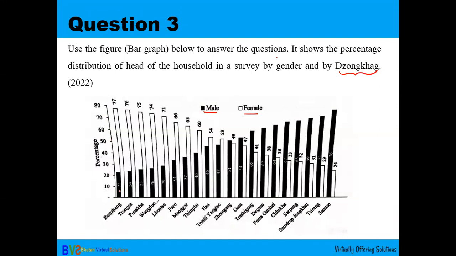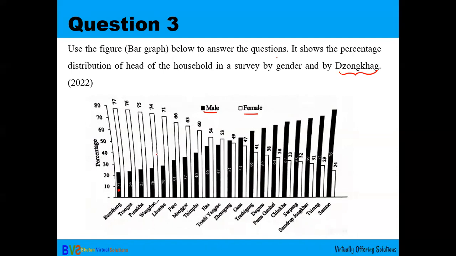So now you see for Bumthang. Now see this Bumthang, black is 23. What does it mean? In Bumthang, 23% of the male are the head of the household. That's Bumthang, suppose there are 100 households.